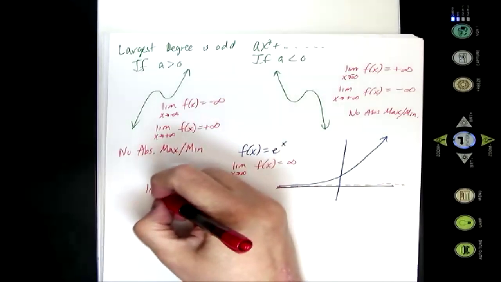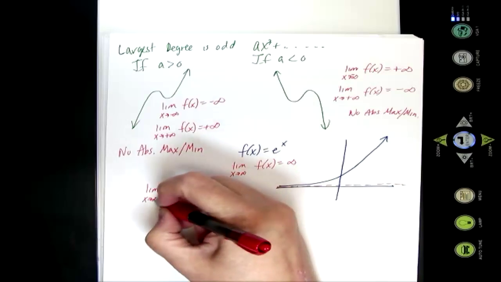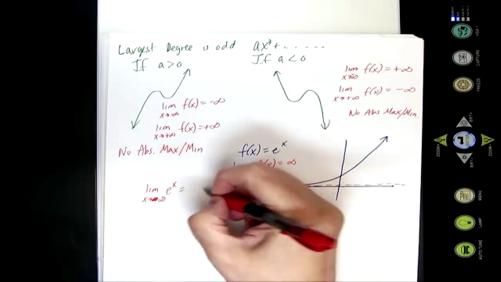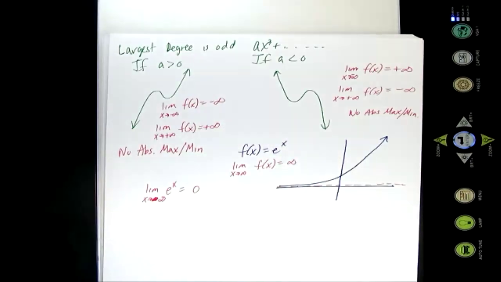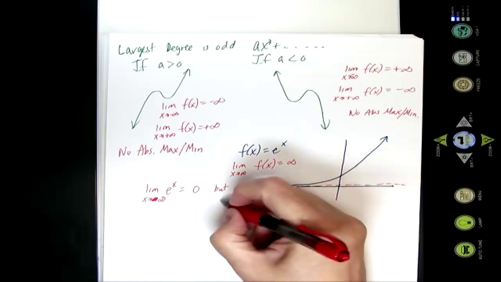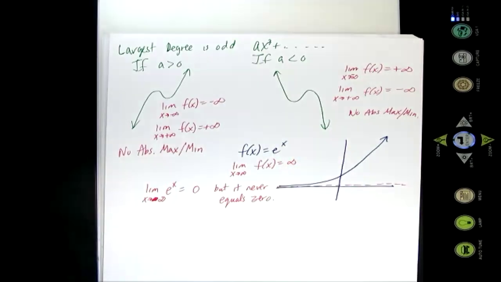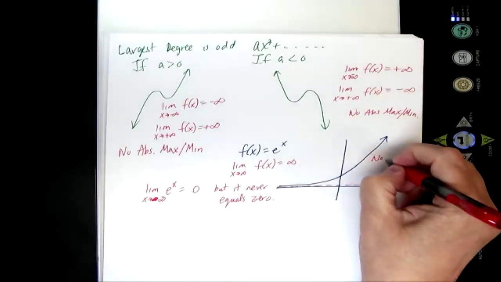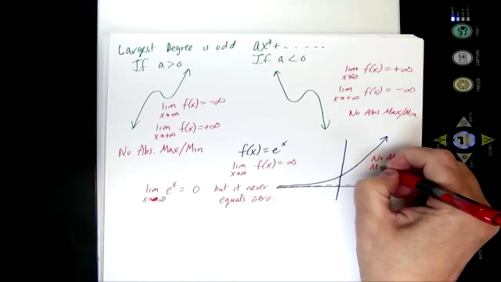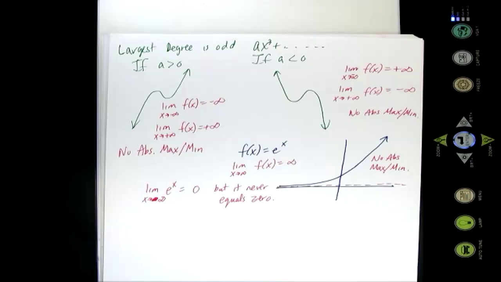The limit as x goes to negative infinity of e to the x is 0. But it never equals 0. So e to the x does not have an absolute max or min either. I can always find a value closer to 0 if I take a more negative number for x.